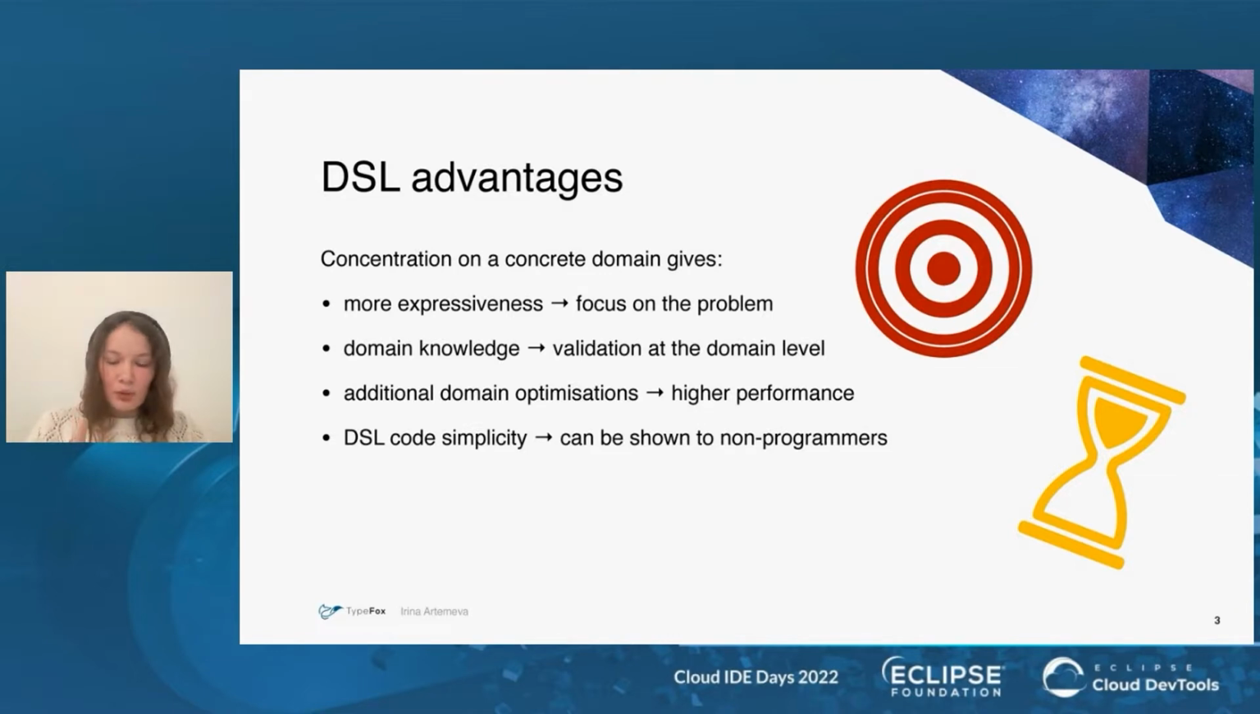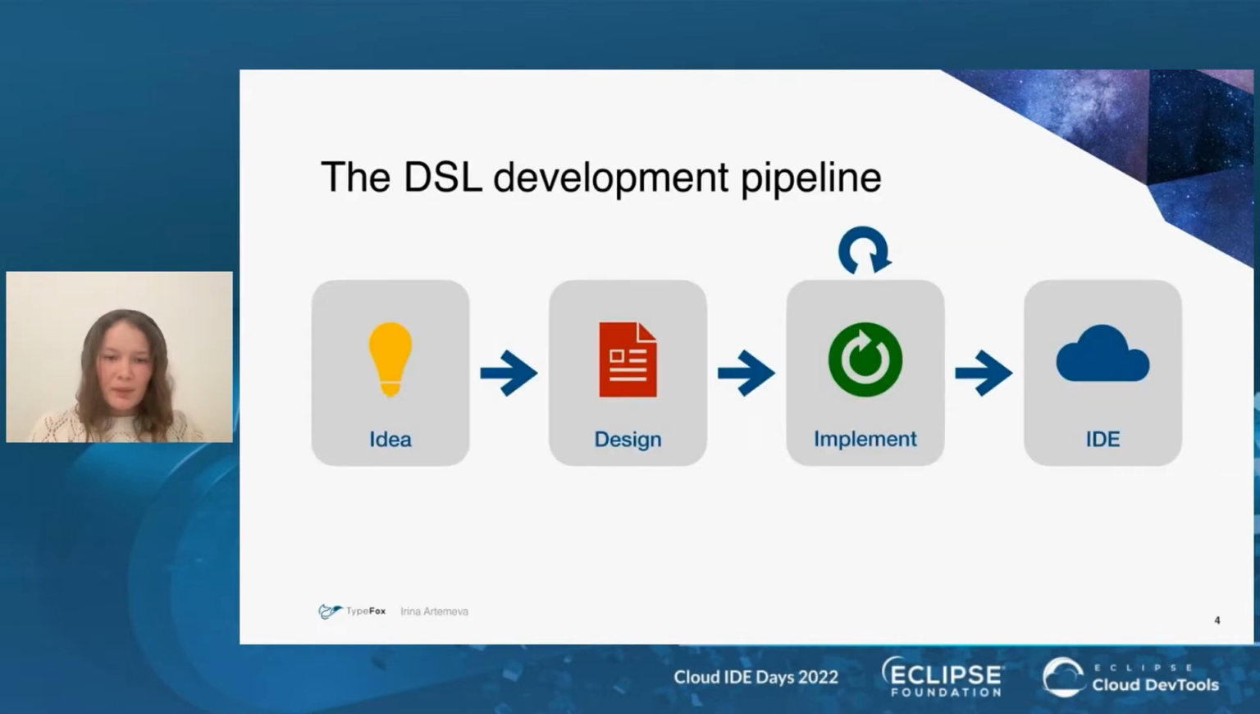And how to do that? Here is the pipeline of how you can do it. It contains 4 stages. The first stage is an idea. You need to come up with some nice idea for your DSL, some special properties, some killer features that make your DSL interesting for other people.